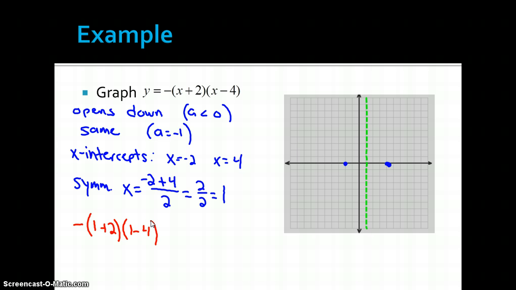So 1 plus 2 is 3 times -3. So we end up with -3 times -3. This is actually going to give us +9. So when x is 1, y is 9. Technically, we can be done with our graph now because we have a point on both sides. We know that it's U-shaped. So as we come on up, it's going to look just like that in intercept form.